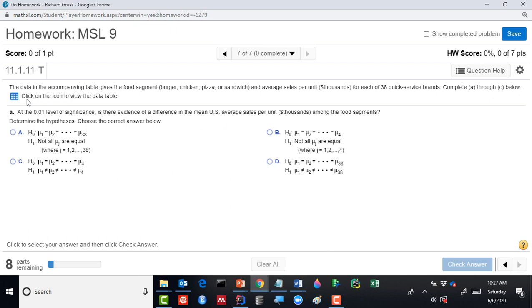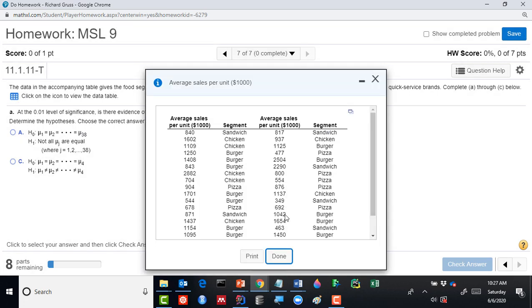This problem says we're looking at burger, chicken, pizza, or sandwich, and the average sales per unit. The first question is whether the type of product makes a significant difference in terms of sales. That's going to be our main test. Let's take a look at the data first.